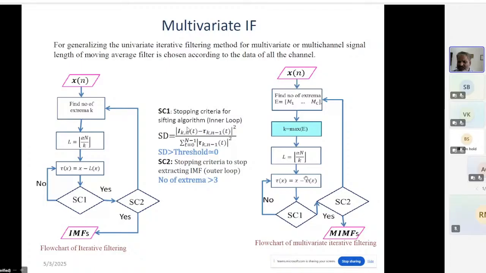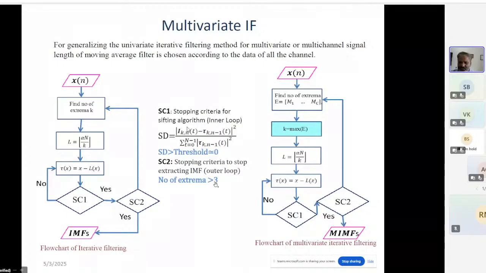and that filtered signal is subtracted from the signal residual, and then you repeat this process a reasonable number of times, then you get your first IMF. Then you determine the residual and repeat the same process. There are two stopping criteria. If the standard deviation is equal to 0, then the signal is weak and we can stop. If the number of extrema is greater than 3, then we continue.